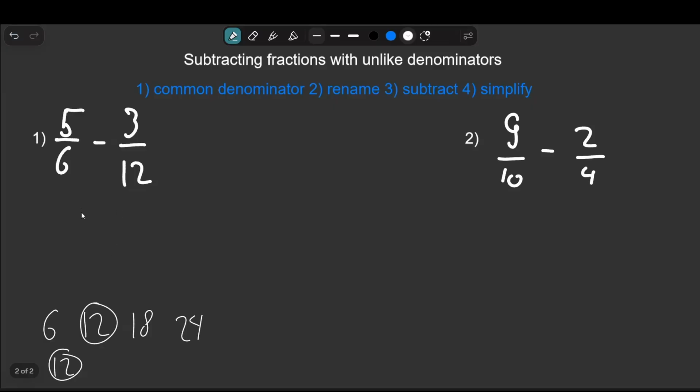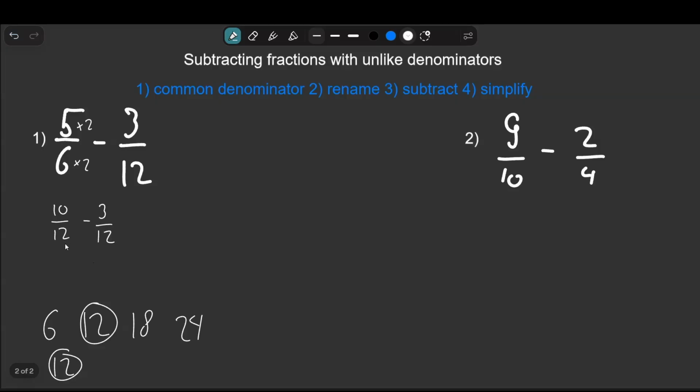So after that, we have to rename the fractions. So we have to turn this 6 into a 12. To do that, we times it by 2. And because you times the denominator by 2, you have to times the numerator by 2 as well. So we get 10/12. And here we don't have to do anything because we don't multiply the 12 by anything. So we can just write it down like this.